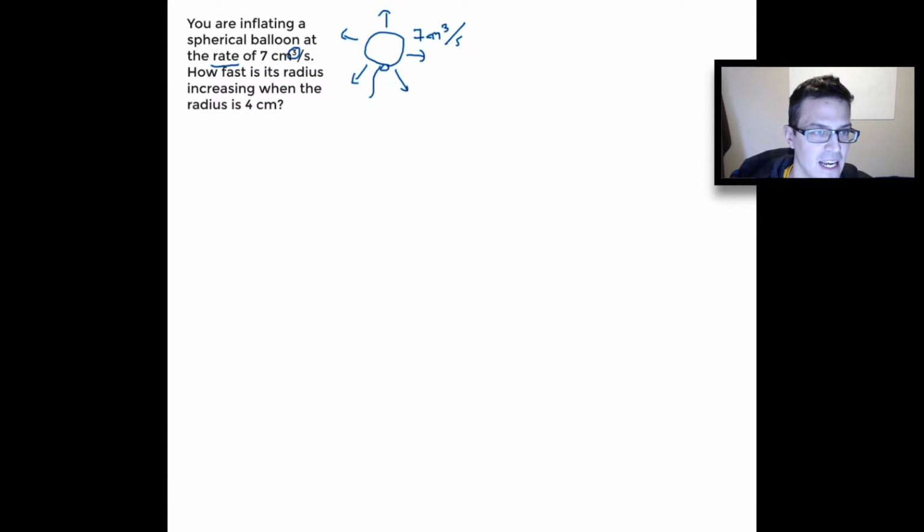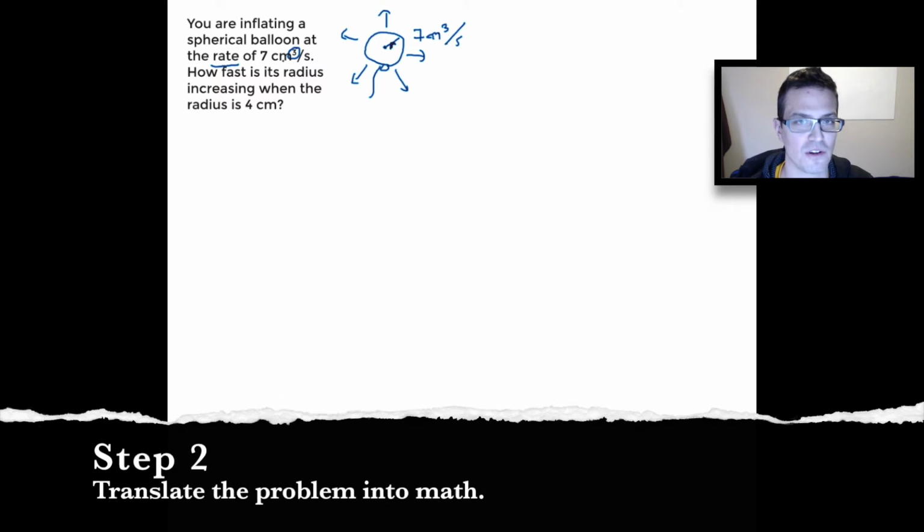Okay, then it's asking how fast is its radius increasing. So I'm going to just draw a little picture of the radius here. So this is a sphere, and this would be the radius right here, r. And then it's asking how fast is the radius increasing if the volume is increasing this fast when the radius is 4 centimeters.